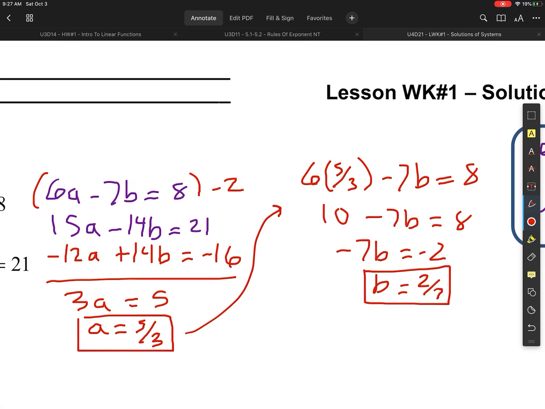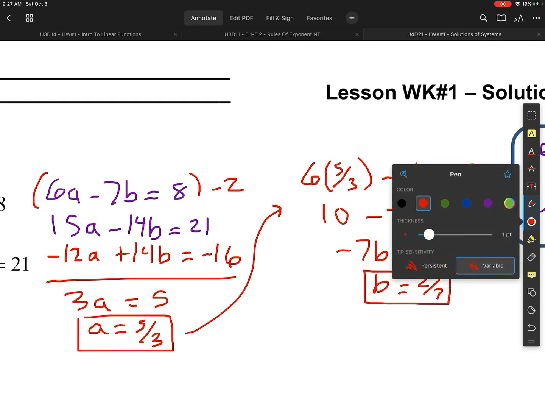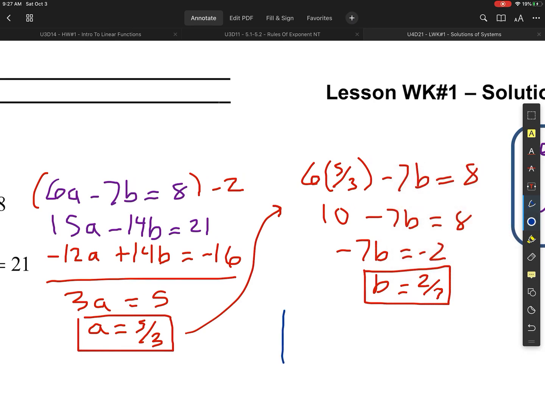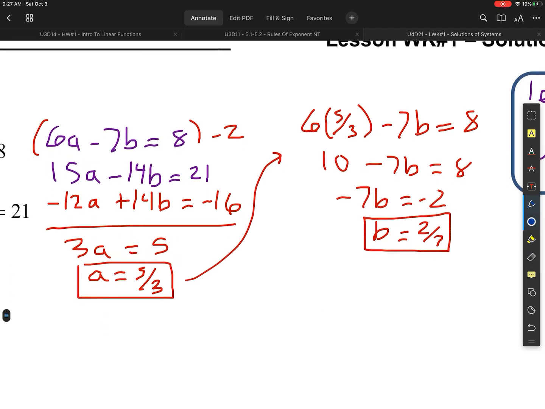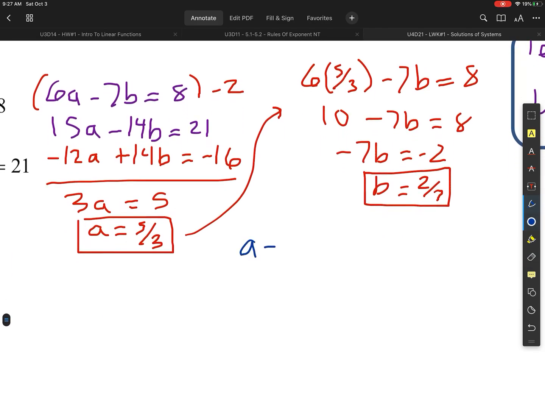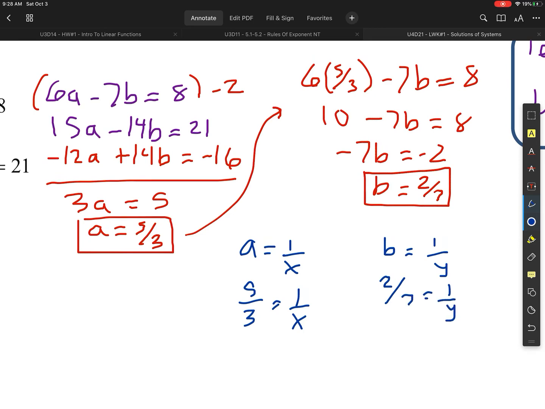Alright, we're done. No, we're not done. Why are we not done? Because we're looking for x and y, not a and b. So using the information I've established already, a equals 1 over x. Right? A equals 1 over x. So that means if a equals 1 over x, 5/3 equals 1 over x. On the other hand, b equals 1 over y. 2 over 7 equals 1 over y.